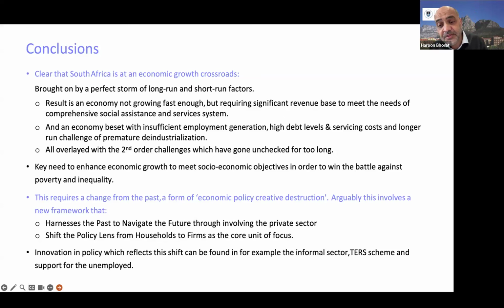If the state is able to unlock and leverage the expertise in the private sector, if it's able to make the switch from households to firms, through policy innovation that focuses on the supply side, I think we can appreciably look at a more positive growth outcome.